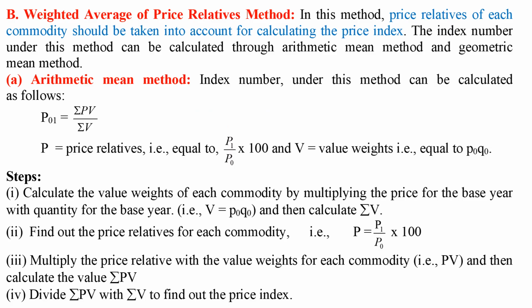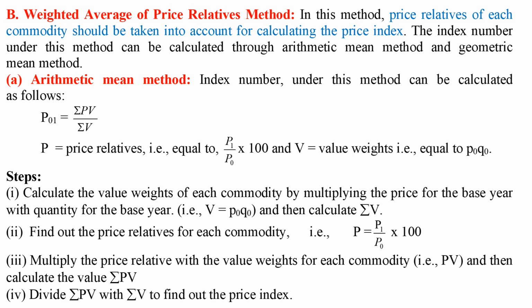Weighted average of price relatives method. In this method, price relatives of each commodity should be taken into account for calculating the price index. The index number under this method can be calculated through arithmetic mean method and geometric mean method. A. Arithmetic mean method. Index number under this method can be calculated as follows. P01 equals sigma PV by sigma V. P equals price relatives, i.e., P1 by P0 into 100. And V equals value weights, i.e., P0 Q0.